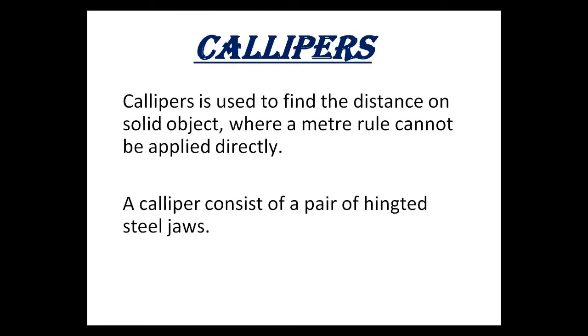Another thing is calipers. Calipers are used to find the distance of a solid object where a meter rule cannot be applied directly. So we can say that calipers find lengths which cannot be measured by the ruler. A caliper consists of a pair of hinged steel jaws.